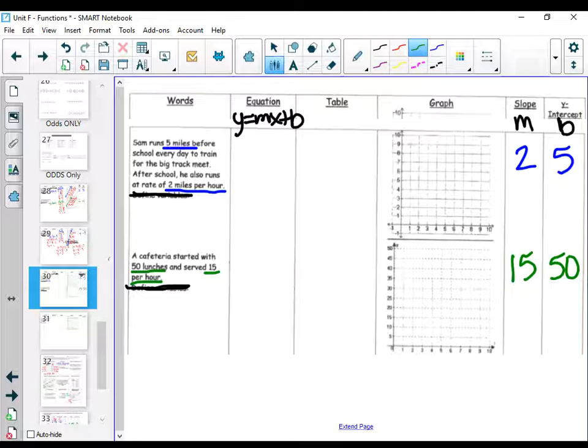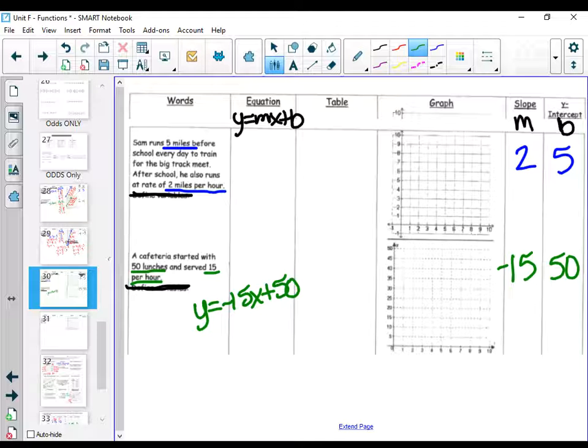But we have to be careful when we think about school lunches. We think about the cafeteria and they're making lunches, but this is saying they're serving 15 per hour. So they're getting rid of 15 per hour. So that means my slope is negative. I'm going to end up with a downhill line. So my equation, y equals negative 15x plus the 50, because that's where I started.